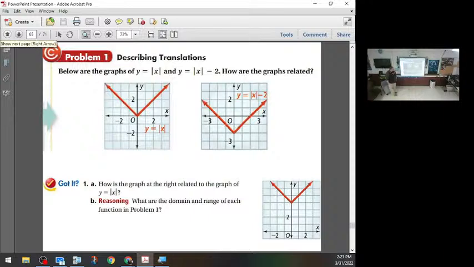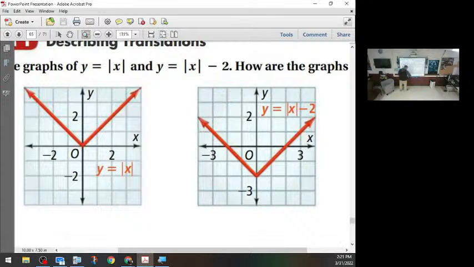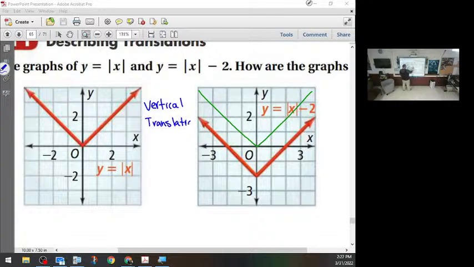They're going to ask, how are these two graphs related? How did I get from here to here? And we're going to use big kid words for it. I took this graph, and what did I do to it? It moved down 2. So we're going to say that there was a vertical translation down 2. Big kid words.